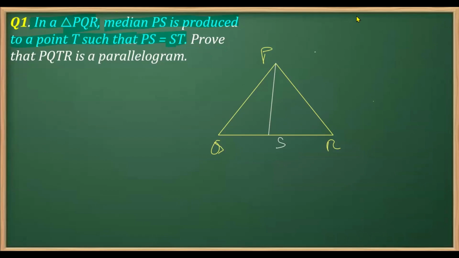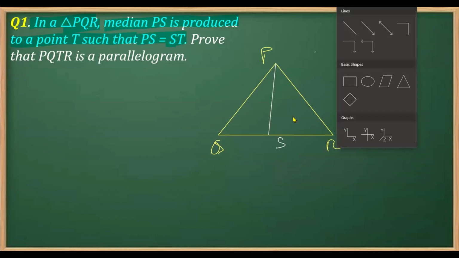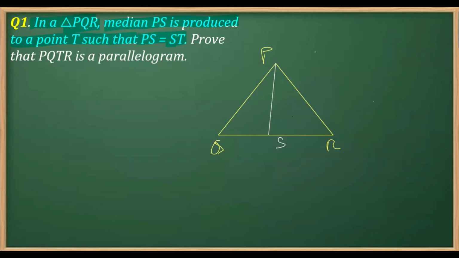Further it says that this median PS is produced to another point. Let's say I extend this median, and this is produced to a point say T over here such that PS is equal to ST, right? And what we need to prove here is that PQTR is a parallelogram.